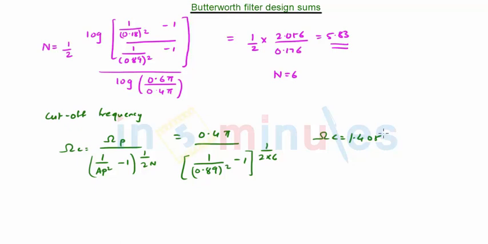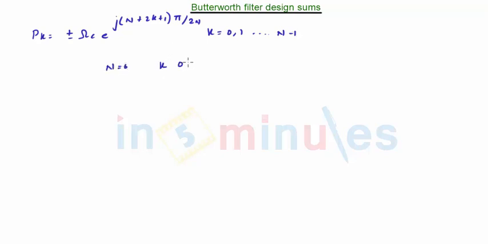Next we go for the calculation of the poles. The poles are given by pk is equal to plus minus Ωc e raised to j (N plus 2k plus 1)π divided by 2N. Now k ranges from 0 to N minus 1. Thus N is equal to 6, so we have k ranging from 0 to 5. First case, that is k is equal to 0.